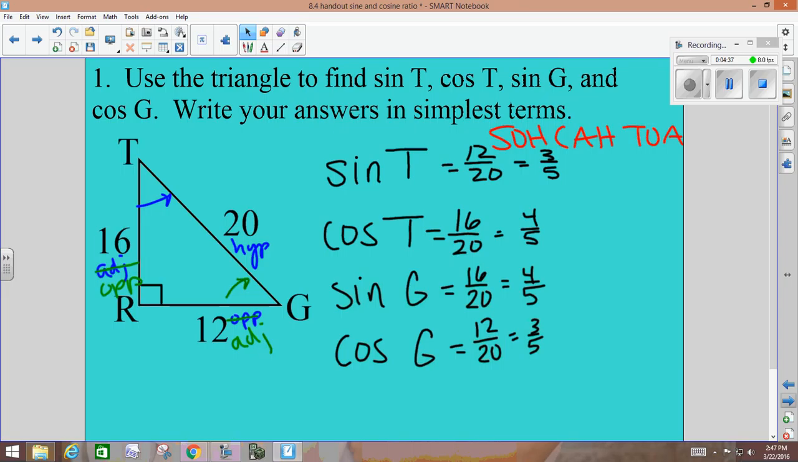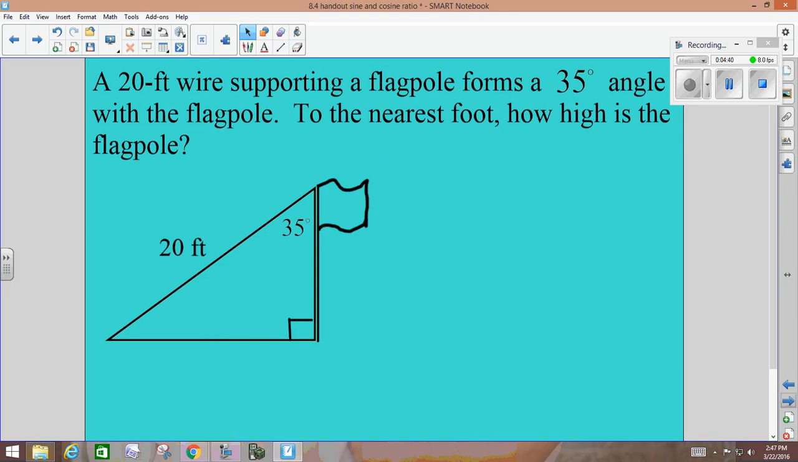Number 2, you can use sine, cosine, and tangent to find the height of tall things in life. In this case, we're going to find the height of a flagpole. So it says a 20-foot wire supporting a flagpole forms a 35-degree angle with the flagpole. To the nearest foot, how high is the flagpole? Trying to find the height of the flagpole, so I'm going to call that x.